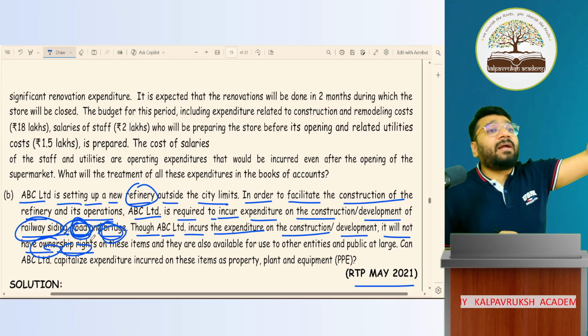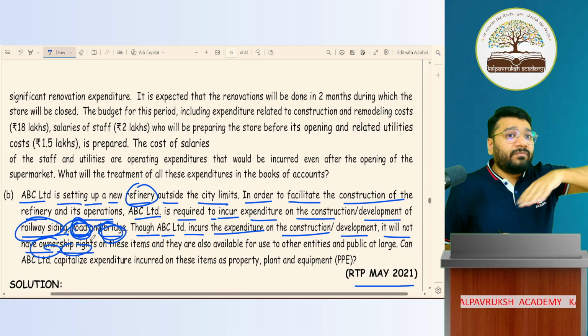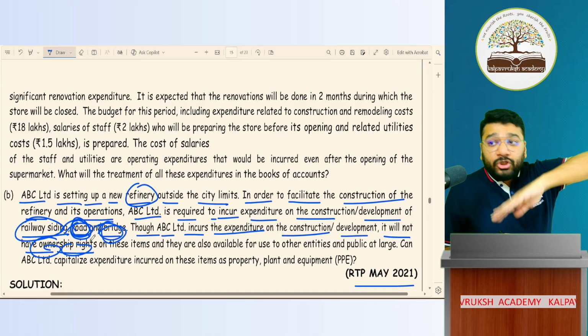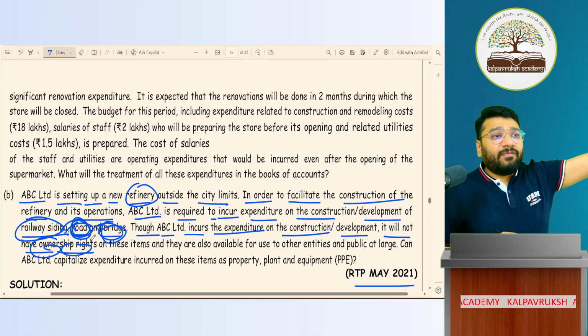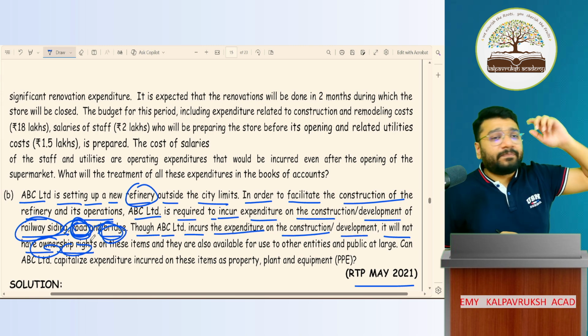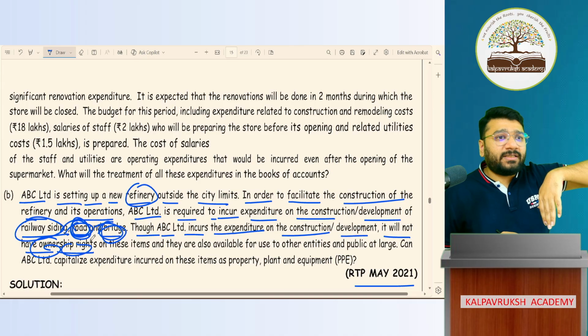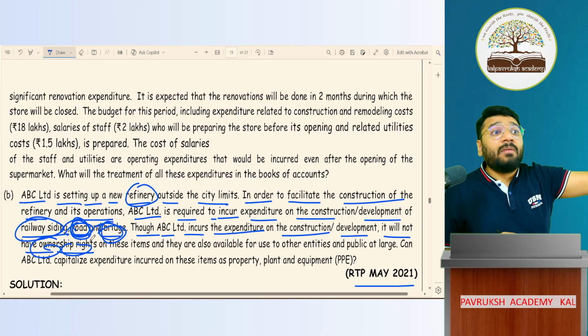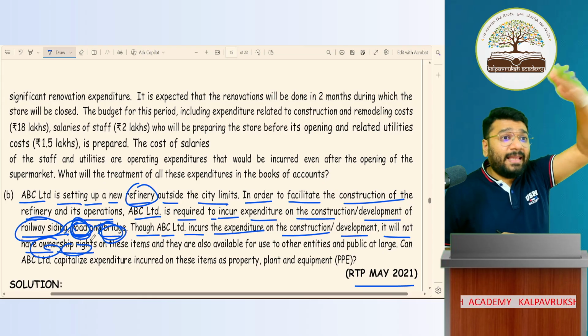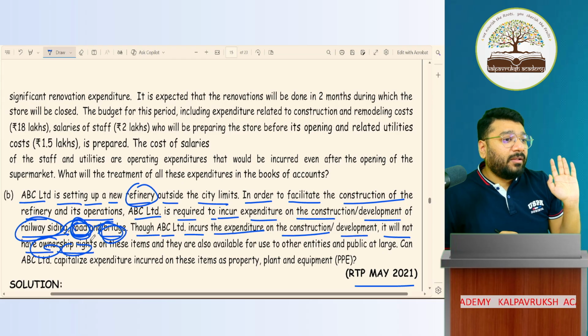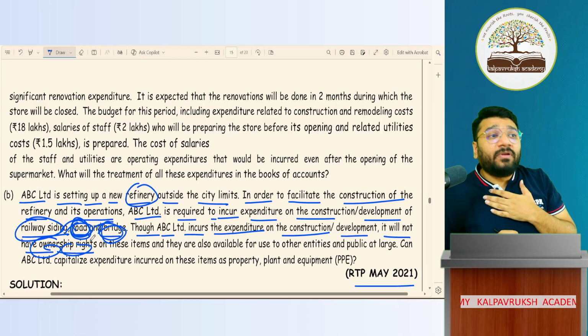There's a bridge that has been constructed. Let's say there is a river, and to travel from one side to another side, a bridge is required. A flyover or a small bridge may be constructed. But that bridge is not a private bridge. Even the public residing in that area can use that bridge. But who has taken care of all the expenditure? The company has taken care of it.